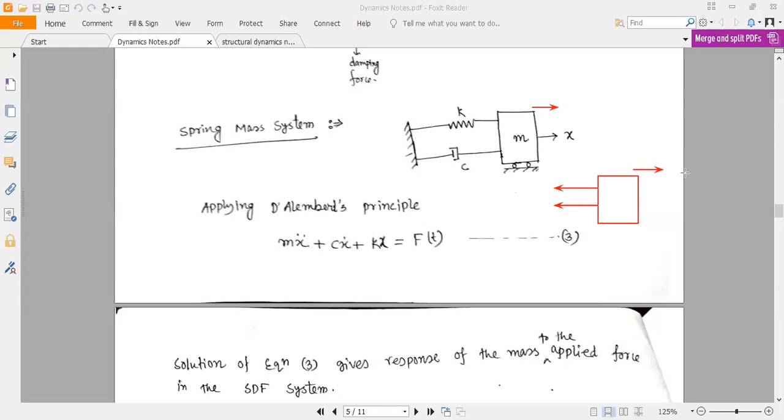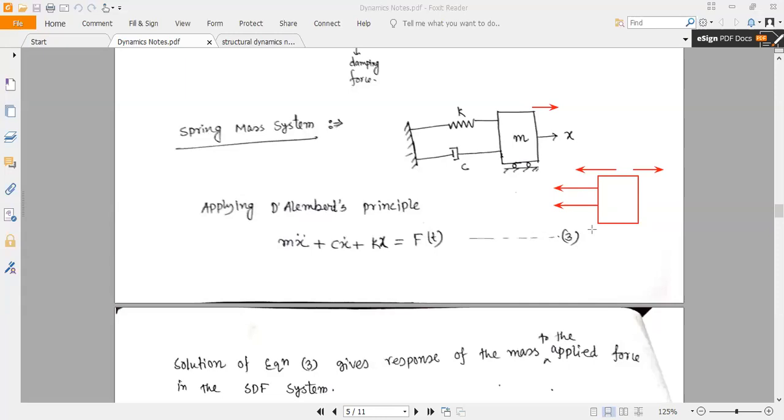When it is moving in the right side direction, the spring will pull that mass in the left side direction, and damping will resist that motion in the left side direction. Also, as there is a force, the force will try to introduce acceleration in that body, so it will be moving with acceleration in the right side direction. So the inertia force will be acting in the negative direction, the opposite direction. Is it understood? Yes, sir. So four types of forces will be there.